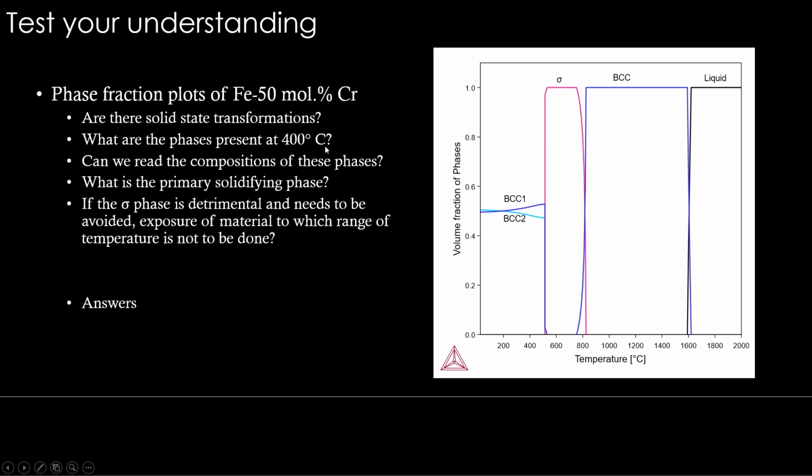What are the phases present at 400 degrees Celsius? You can see at 400 degrees Celsius, you can read here, this is phase fraction of BCC2, this is phase fraction of BCC1. But at least you can see at 400 degrees Celsius, these two phases are there. So you can read their fractions here. So these are the phases BCC1 and BCC2. Okay. So you have to be careful.